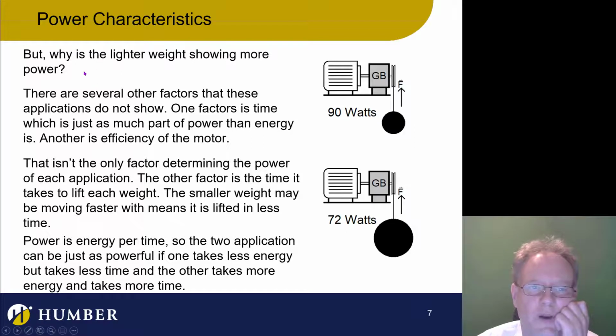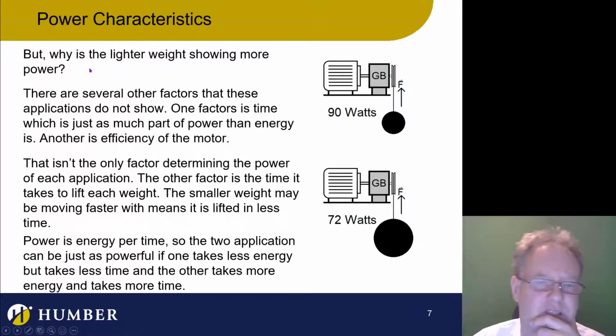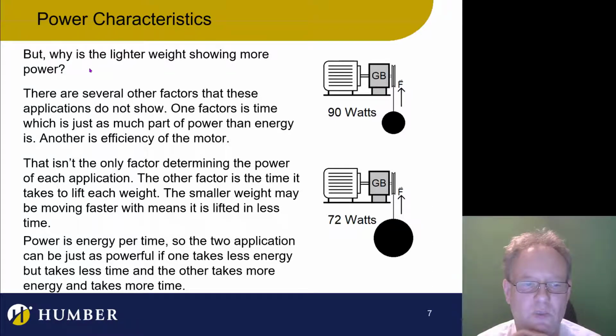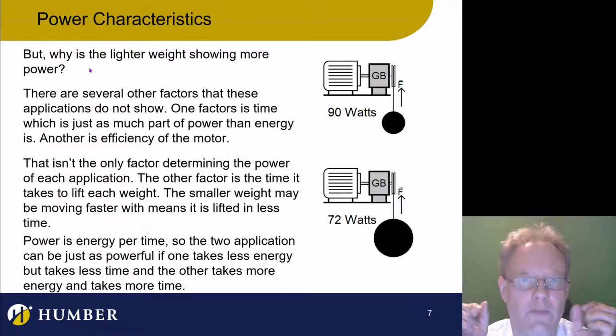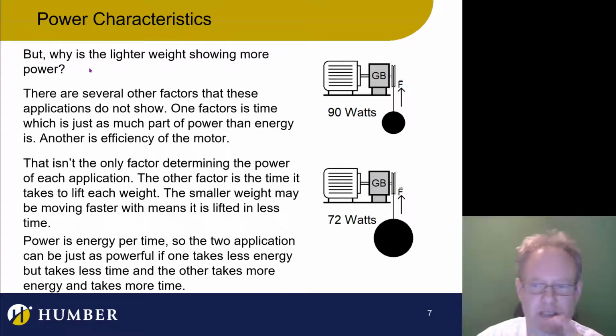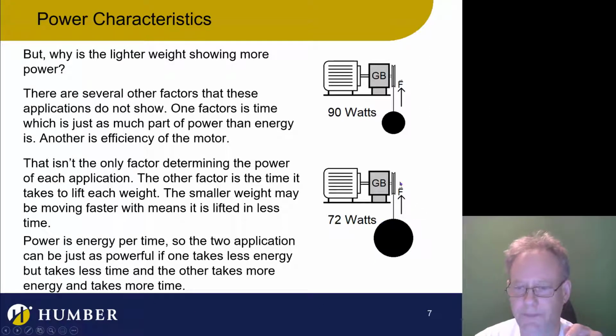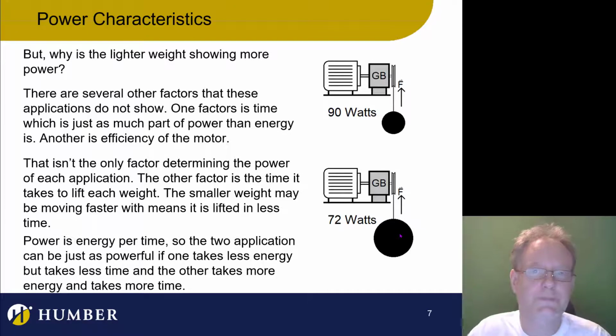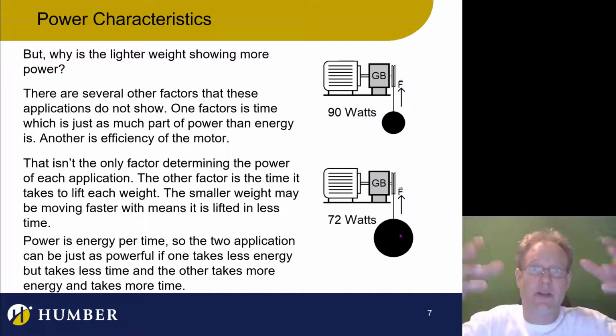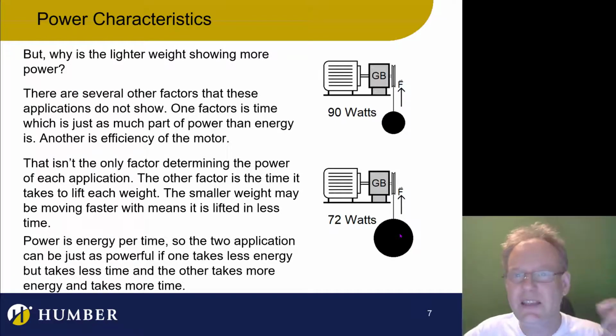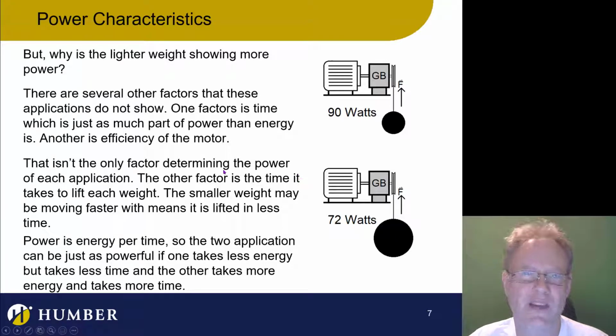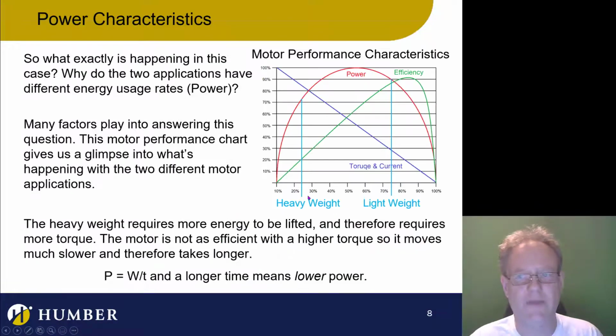But why is a lighter weight showing more power? Well, there are several factors that play into this. And one of the factors is time. Really important. So what's going on essentially is that because this weight is heavier, the motor is actually struggling a little bit to lift it, so it's taking more time to lift it. So if this weight goes from here to here, the more energy is used to lift the weight, but it takes a lot longer, then the power is actually less. Power is energy per unit time. So that's actually what's going on. We have to understand that.